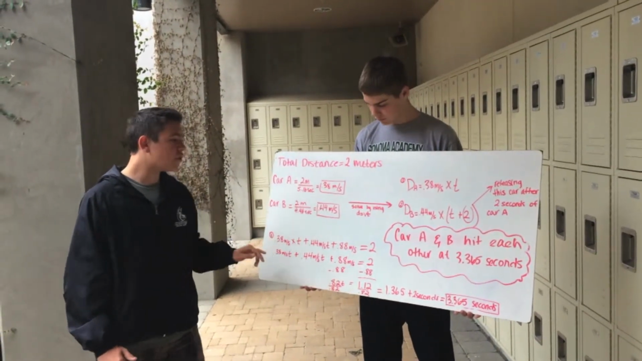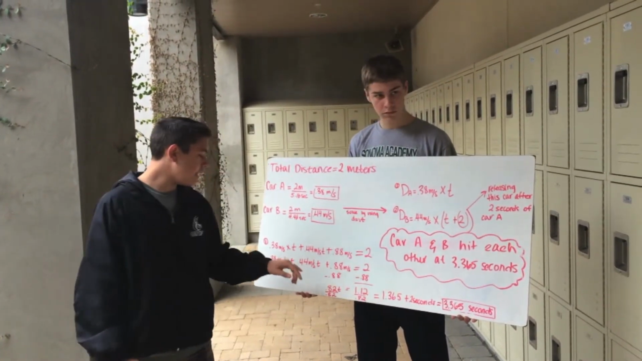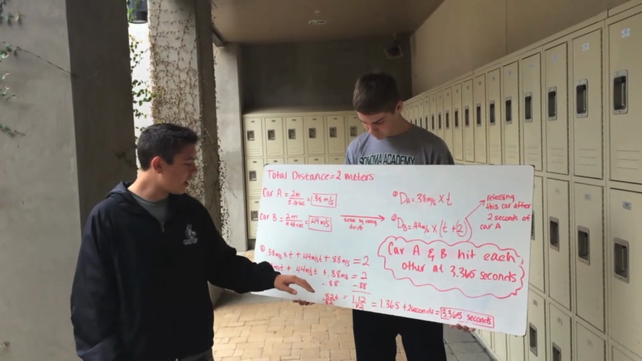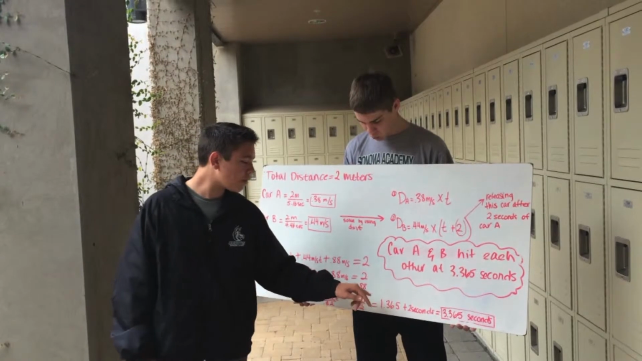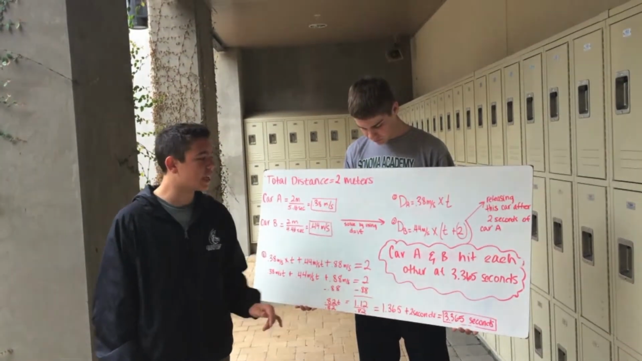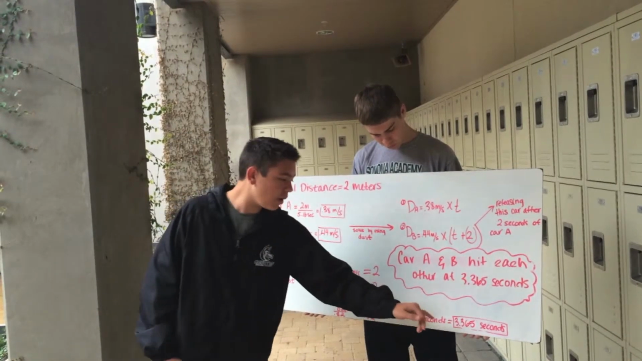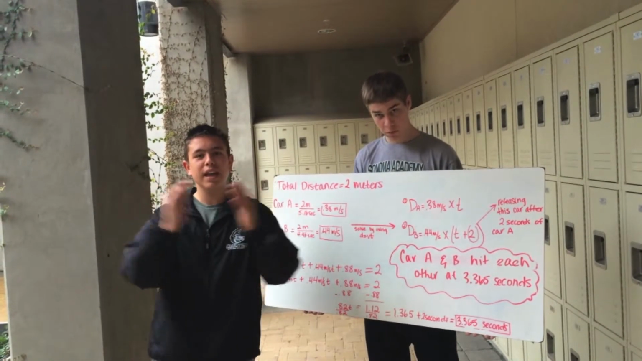Then we did some algebra and distributing, and in the end got 0.82t equals 1.12, divided both sides by 0.82, and got 1.365 seconds, and then added the 2 seconds when we were going to release car B 2 seconds after, and got 3.365 seconds when they would hit.